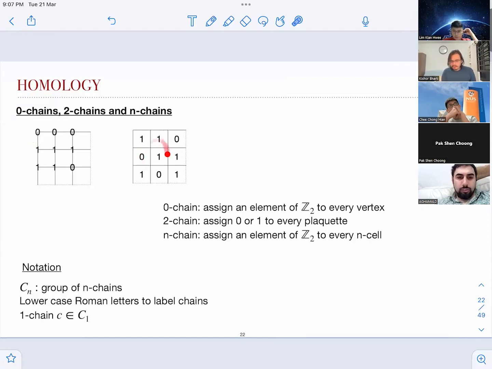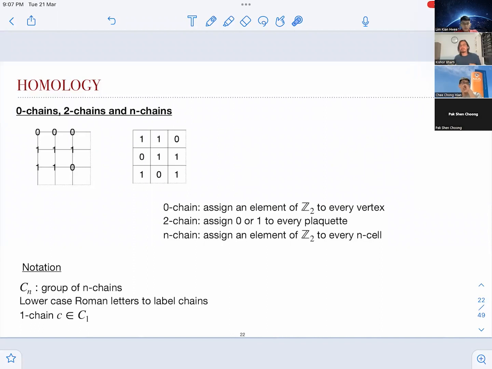A 2 chain basically will try to assign 1 and 0. So this is an example of a 2 chain. You try to assign 1 and 0 to different 2-dimensional objects, which are these plaquettes. And here, for the case of the torus, we have only 0 chain, 1 chain, and 2 chain. But you can think about a more complicated scenario. But here we are only interested in 0, 1, and 2, and that's what we will be interested in.